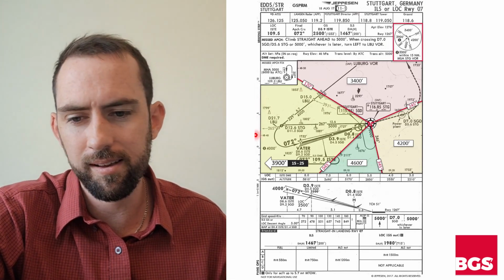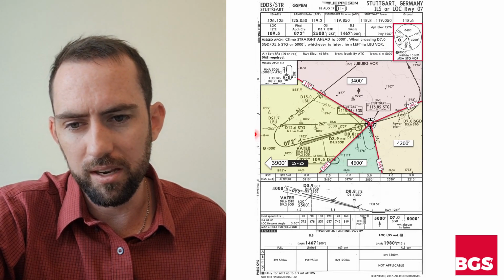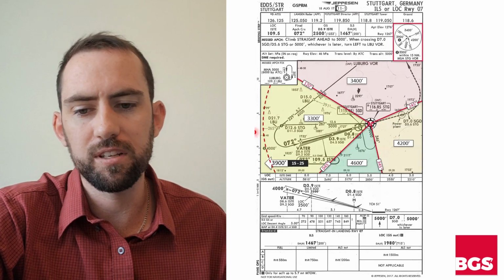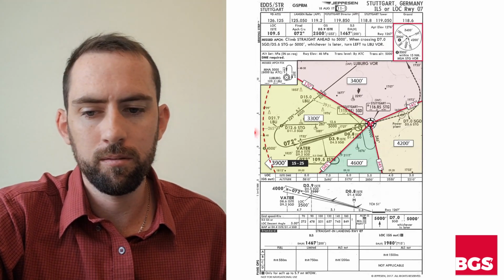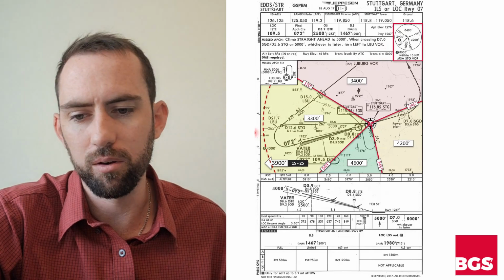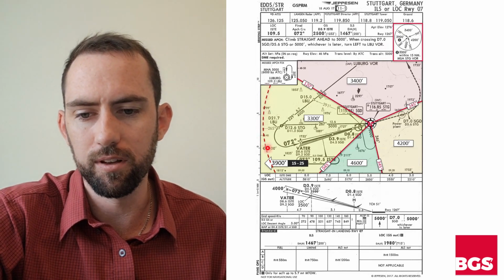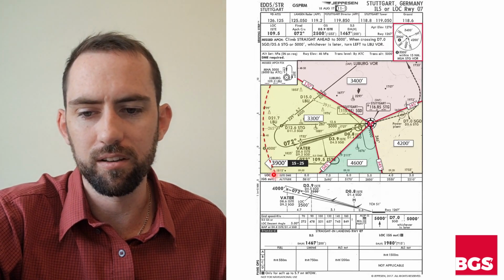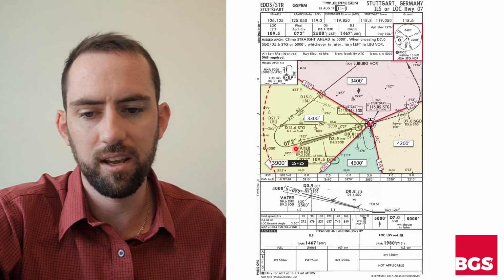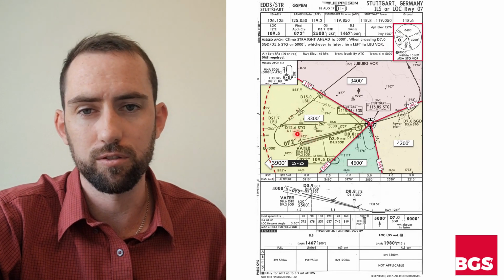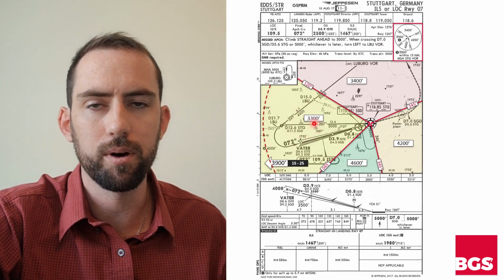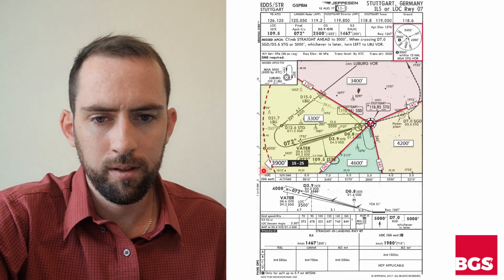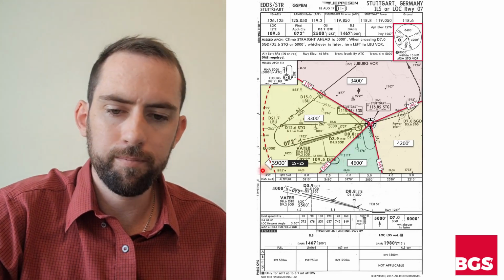So if that wasn't clear, I'm just going to rather inaccurately draw a 15-mile boundary here. If this was to scale, it would be sort of way off the edge of the plan view. But that's just to give you an idea. So if you're within this section, your MSA would be 3,300 feet, and then beyond 15 miles, it's 3,900 feet. Okay, moving on from there.